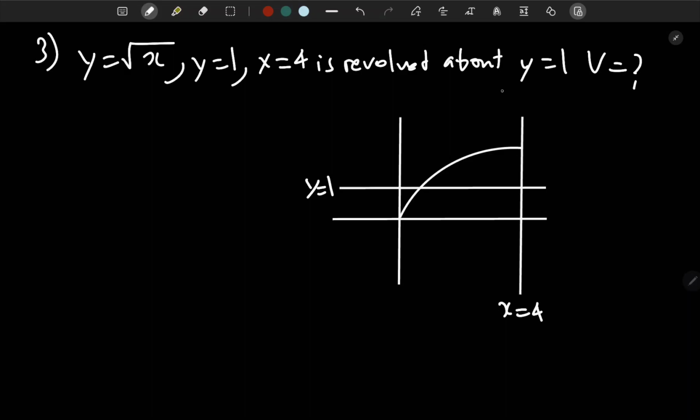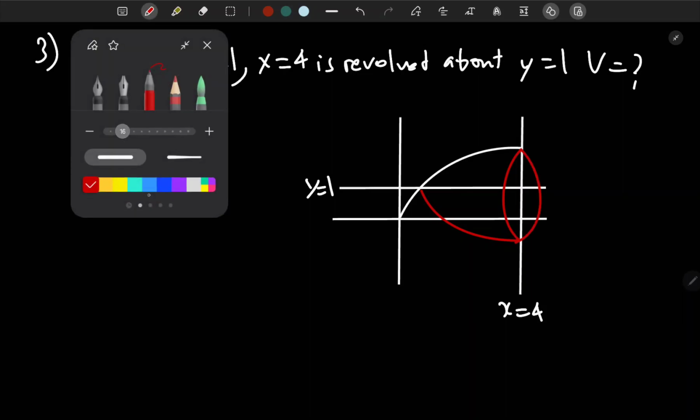And we are revolving around y is equal to 1 this time, not the x-axis. So the reflection is going to be from y is equal to 1, and here the 3D shape is going to look like this. This is a 3D shape, by the way.